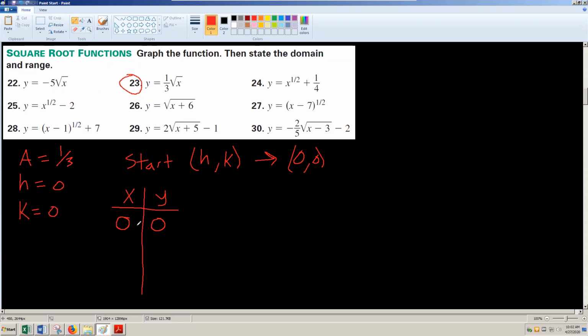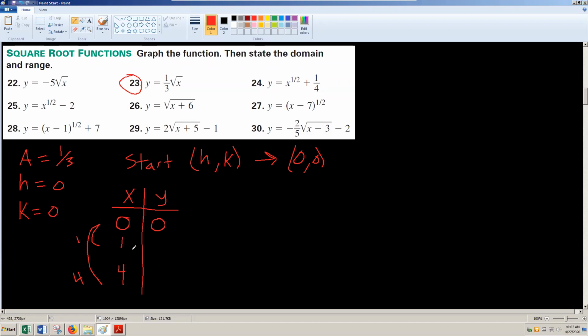And now when I'm looking at this, I'm going to go out 1, and I'm going to go out 4. The reason I'm going out 1 and I'm going out 4 is because I want nice square roots. Again, if I wanted to go out 2, could I do it? Sure, but I'm going to get a messy square root. Here it's going to be slightly messy because we have a 1/3, but that's not an issue.